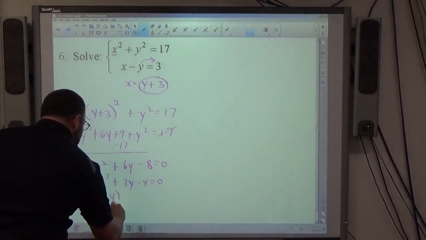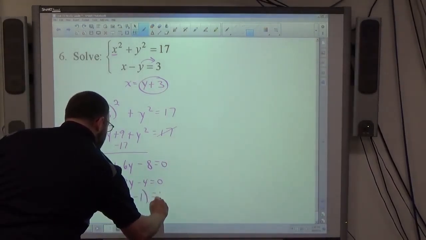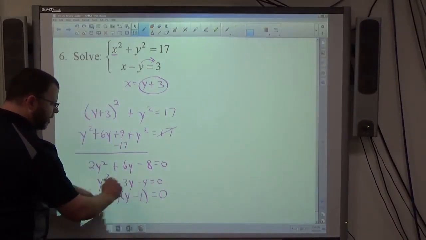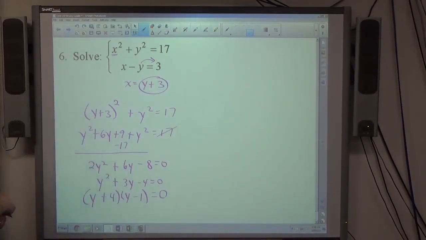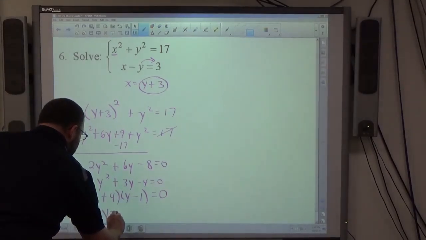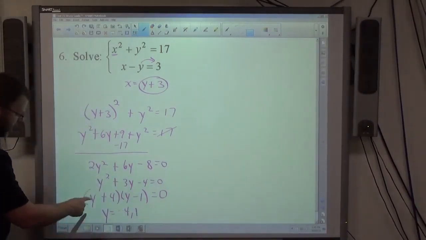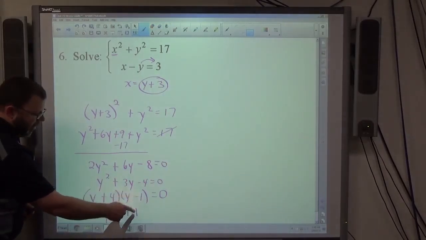Y plus 4 times y minus 1 equals 0. 4 times negative 1 makes negative 4. 4 plus negative 1 makes positive 3. And if y plus 4 times y minus 1 equals 0, that gives me y equals negative 4 and positive 1. Negative 4 plus 4 is 0. Positive 1 minus 1 is 0.